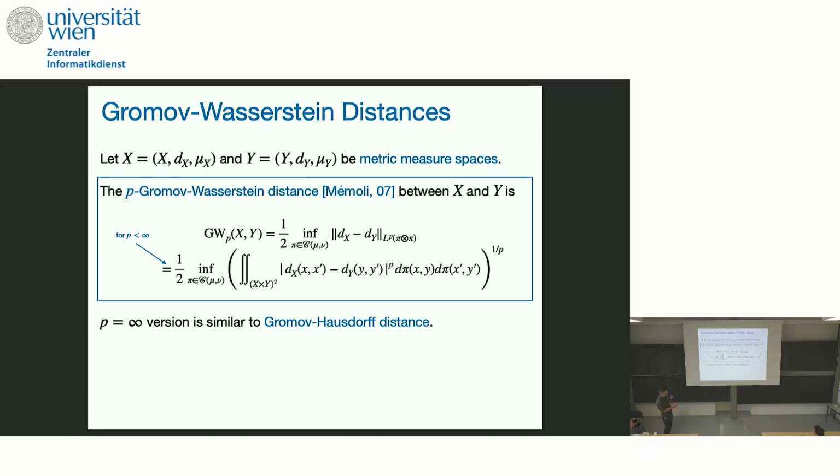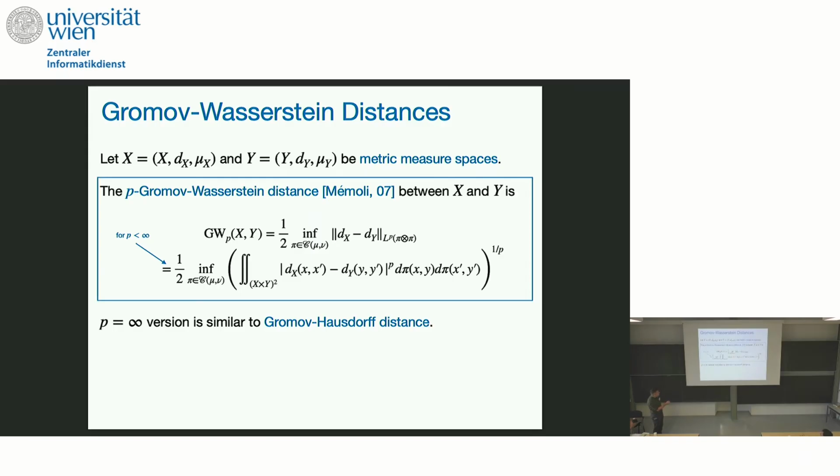So I can measure the distance between a pair of points in x and a pair of points in y, and I can say how do those compare to each other, right? So the thing I'm taking the LP norm of is the function dx minus dy, which I think of as a function from x cross y to R, okay? Let's see, this formulation here is for p less than infinity.